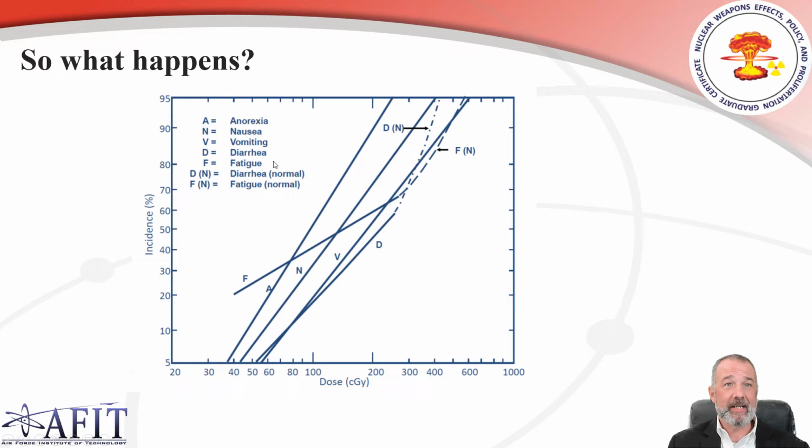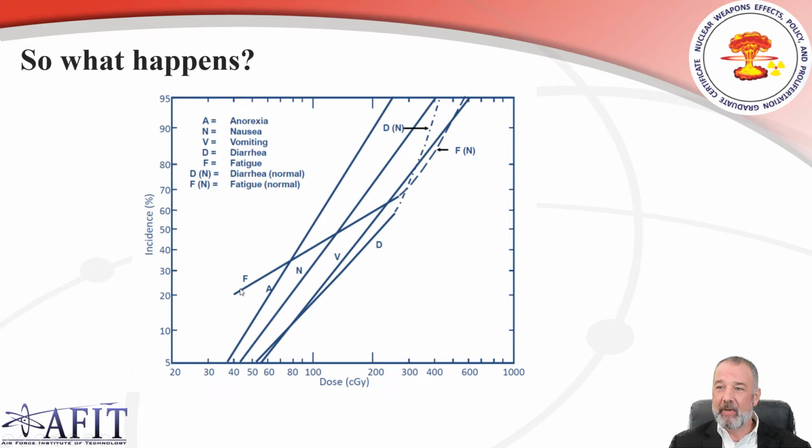The legend shows us anorexia, that is the lack of desire to eat. We have nausea and vomiting, separate categories. This diagram's kind of weird because anorexia is a psychological condition, not necessarily a physiological one, but you could probably just ignore that for all intents and purposes. So we have nausea, vomiting, diarrhea, fatigue, and then some extensions to these lines, which are considered normal for whatever that exposure happens to be.